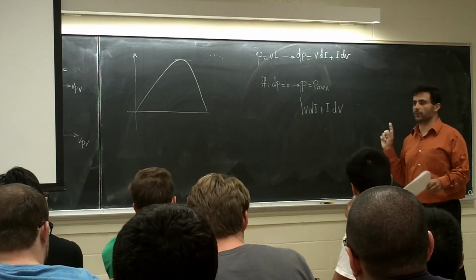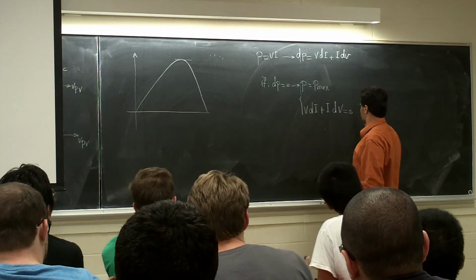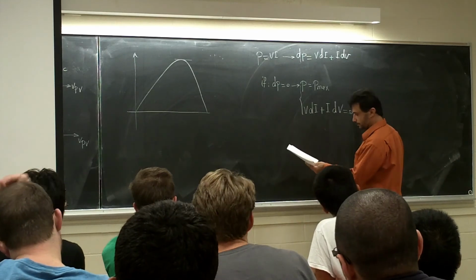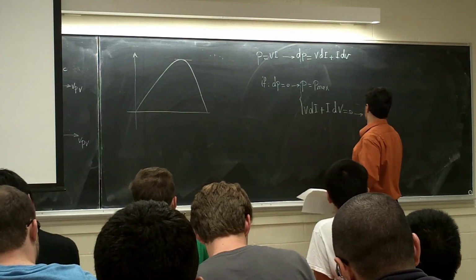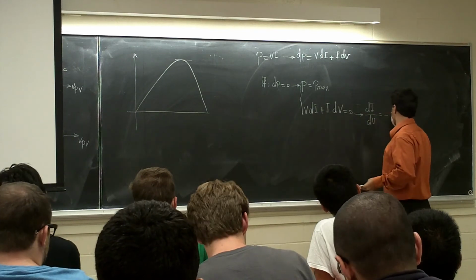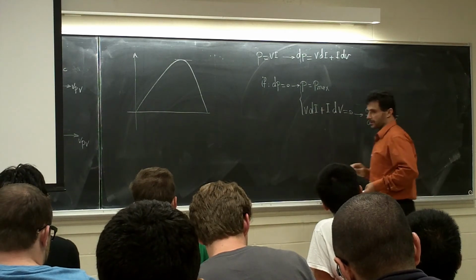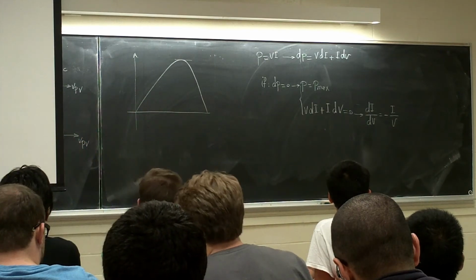You can select your steps based on the derivation you are going to see. This one is 0. Basically, I'm going to get dI over dV equal to minus I over V. This is a condition.